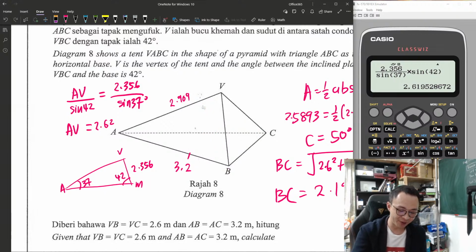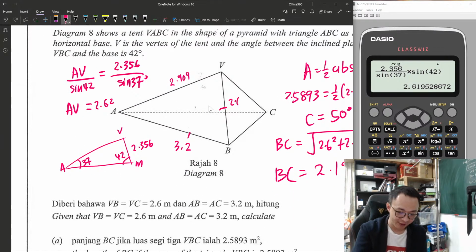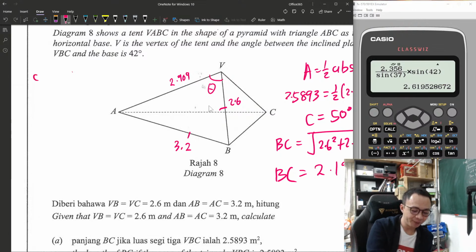We erase this one first because just now we have this one is also right. VB is 2.6. Yeah, we have the triangle with 3 sides. We can find any angle we want to. So let's say I want to find this angle, or you want to find any angle. It doesn't matter. So I will use the cosine rule.